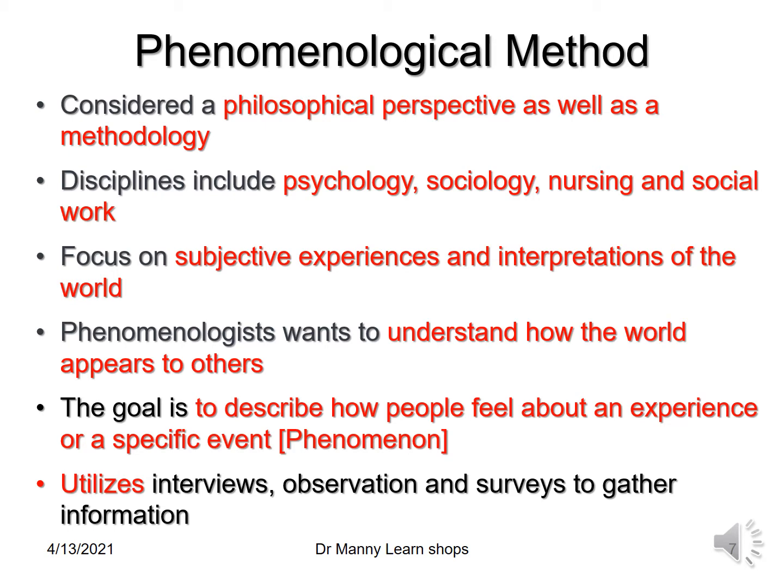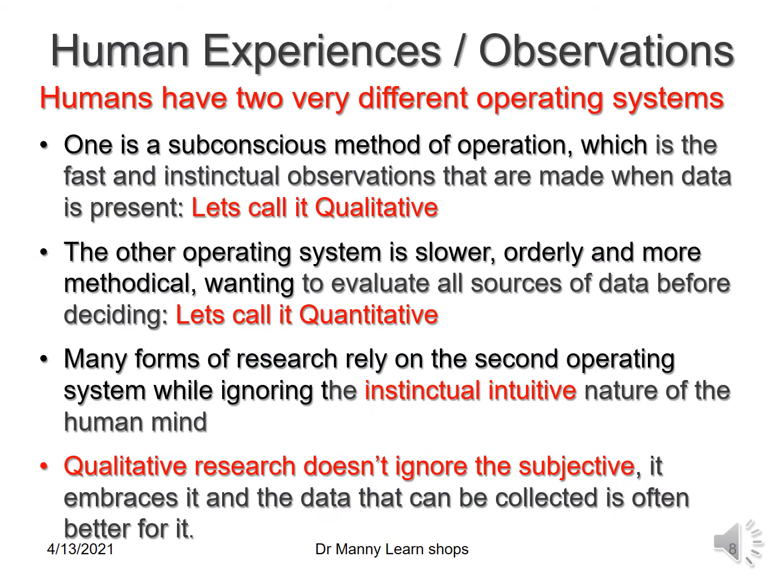When we look at research, and we focus on human experiences and human observations, we see that there are two very different operating systems that human beings have. One is a subconscious method of operation, which is fast and instinctual in relation to observations that are made when data is present. So at this point in time, we're going to call it qualitative.